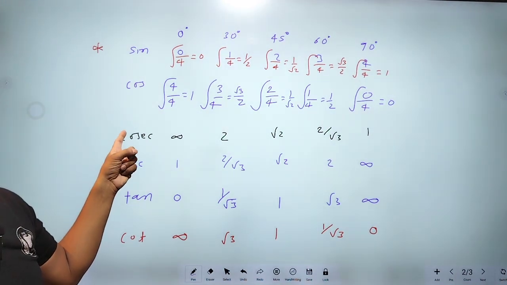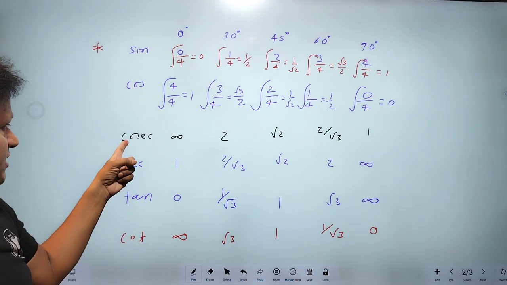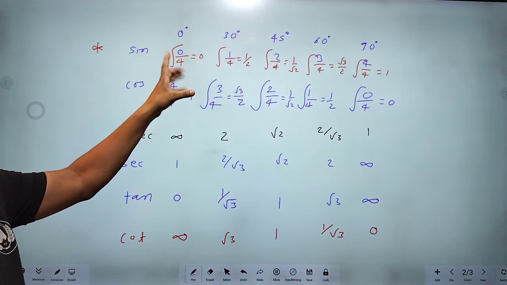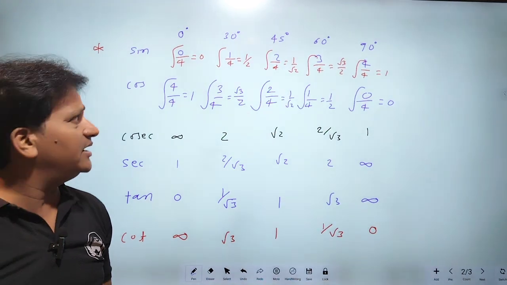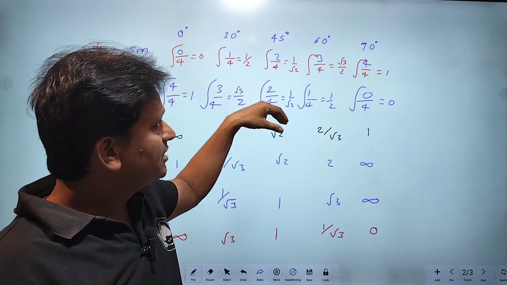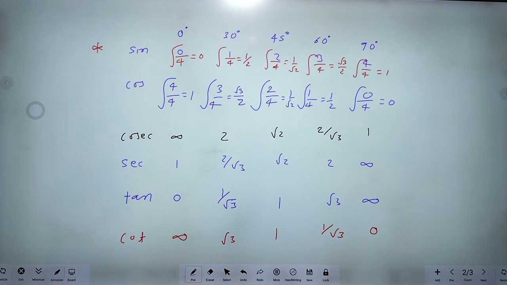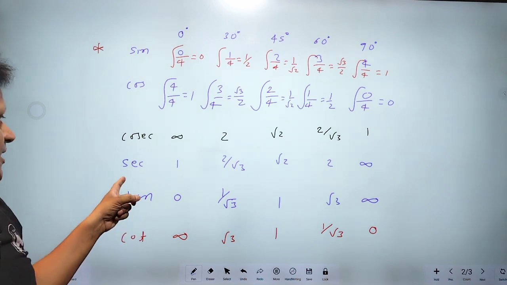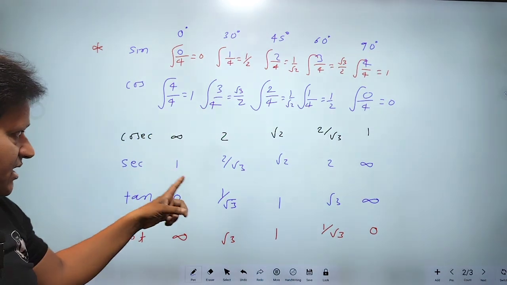Cosec theta into sin theta is equal to 1. Therefore, cosec theta will be the reciprocal of this. Reciprocal means 1 by this. So 1 by 0 will be equal to infinite. 1 by 1 by 2 will be equal to 2. 1 by this means that this will be reversed. Similarly, the reciprocal of cos will be equal to sec.